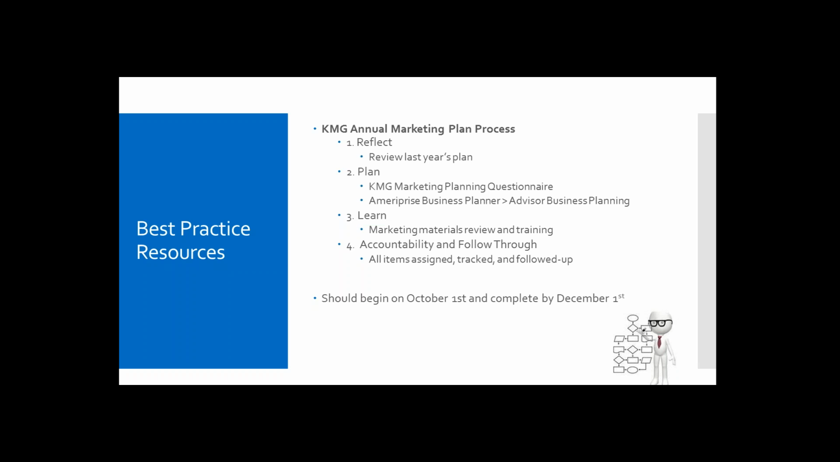Learn, so marketing materials review and training. You'll want to continue reviewing the 8 marketing activities on Compass. There are things that do change, so you'll not want to read those once and never look at them again. We recommend in our business plan that you review the 8 marketing activities often. And lastly, for the accountability and follow-through, all items assigned out by December, tracked, and then follow through would be in the future year.